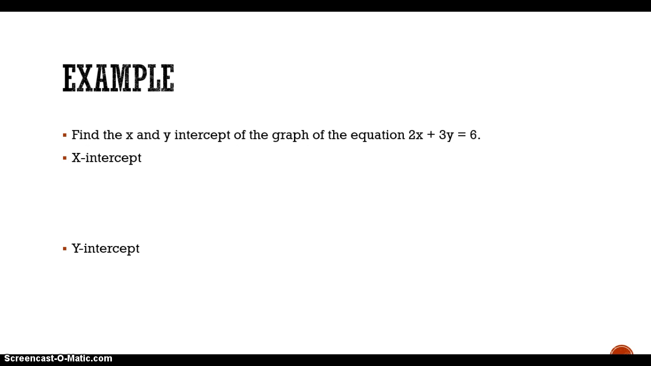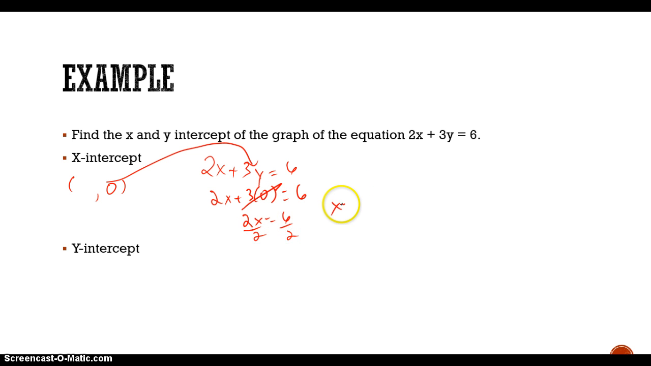So find the x and y-intercept of the graph of the equation 2x plus 3y equals 6. So the x-intercept first. Let me rewrite the equation here. It just told me to find the x-intercept, we know that the y is 0. So I'm going to plug in the 0 for y. So 2x plus 3 times 0 equals 6. Okay, 3 times 0 is 0, so we know that this is 2x equals 6. Divide by 2, x equals 3. So we know that this graph will cross the x-axis at 3, 0.